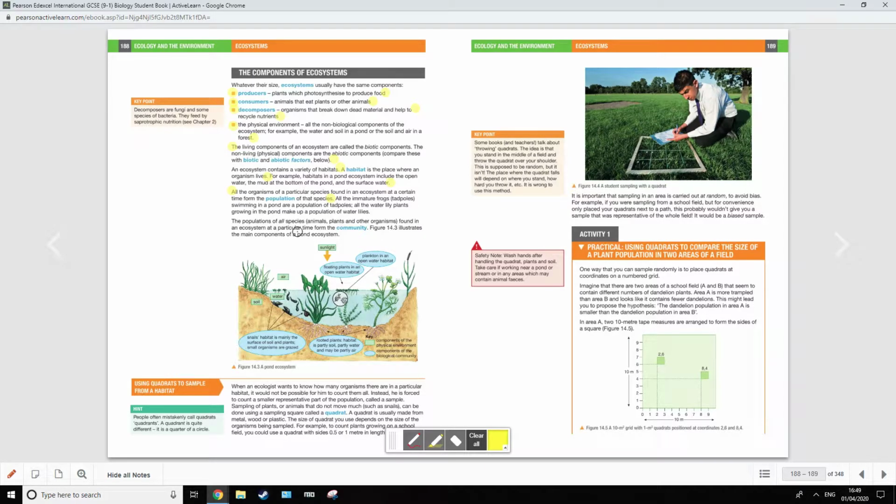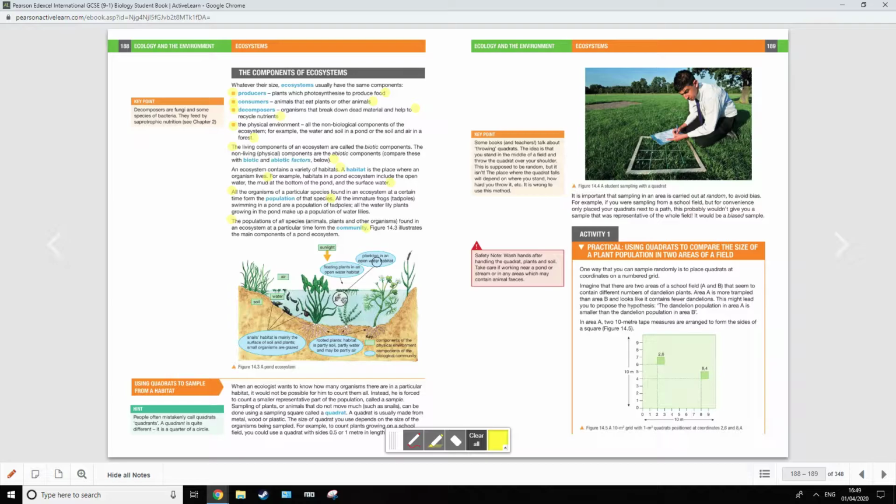The populations of all species, animals, plants and other organisms found in an ecosystem at a particular time form the community. So everything that's in there, every type of organism, not only one type, describes the community. So all the organisms that you found at that time at that pond is your community.